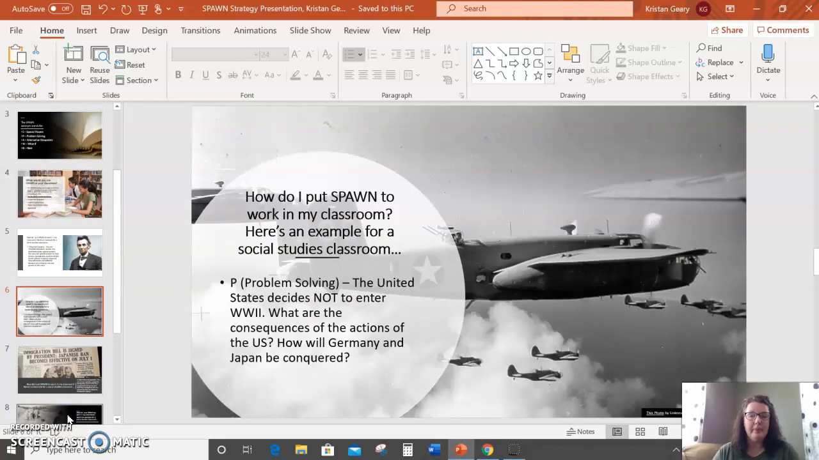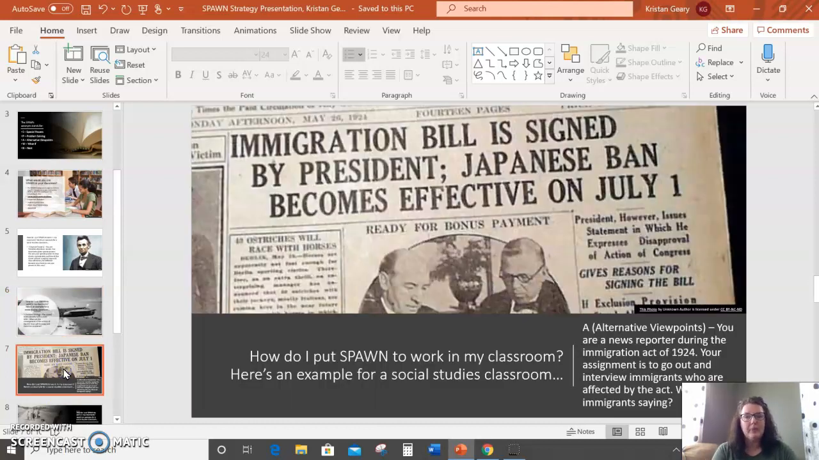Another example, for P, problem solving. The United States decides not to enter World War II. What are the consequences of the actions of the U.S.? What would have happened if the United States did not enter World War II? How will Germany and Japan be conquered? Will the Holocaust continue to go on? There's a lot of different things that students could think through during this.